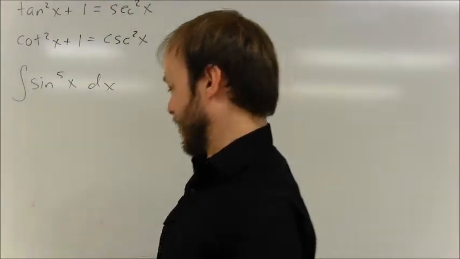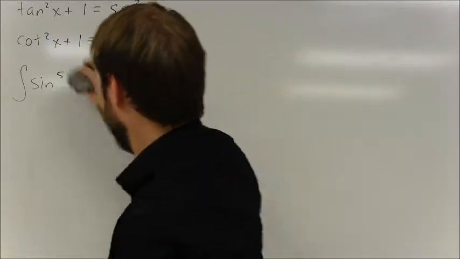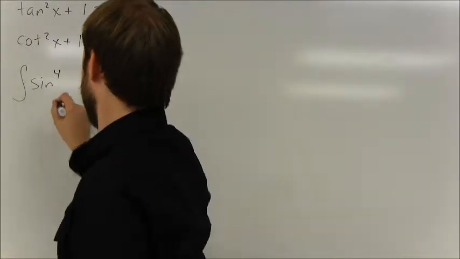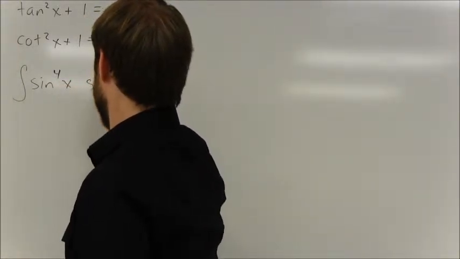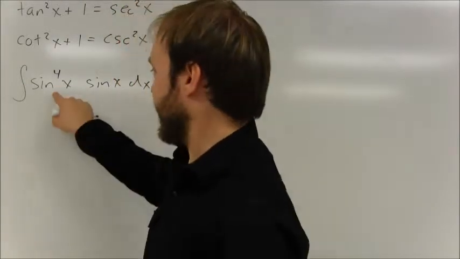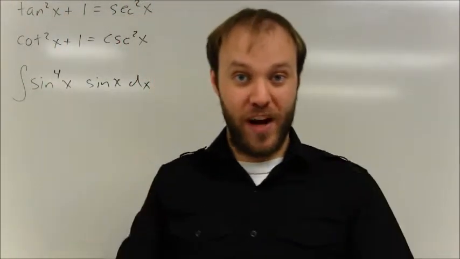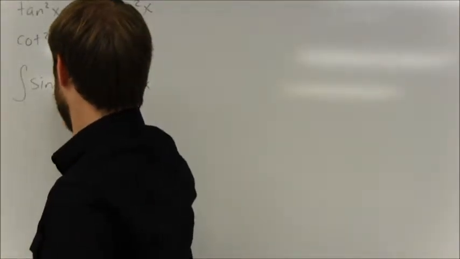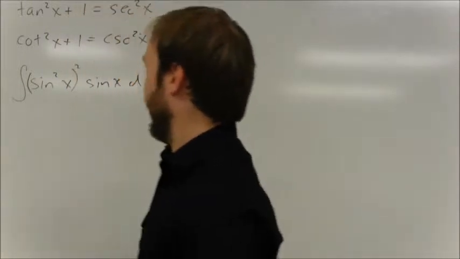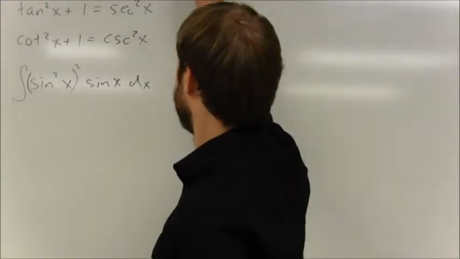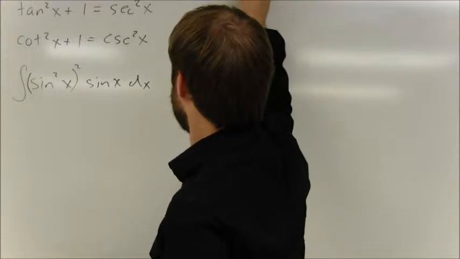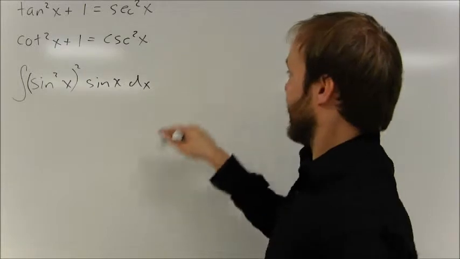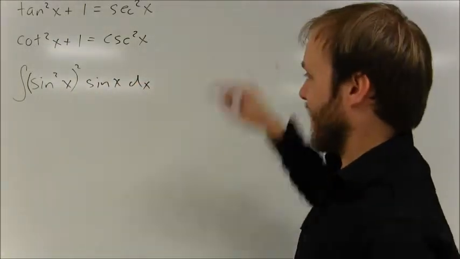So basically I can rewrite this just a little bit differently. That's going to be sine to the fourth of x times the sine of x dx. Sine to the fourth is the same thing as sine squared squared. So I'm going to rewrite that as sine squared squared. And what I can find out here is that sine squared of x is equal to 1 minus the cosine squared of x. And I can replace my sine squared with 1 minus the cosine squared of x.